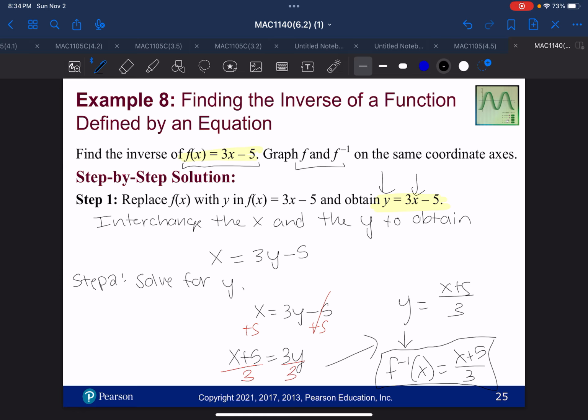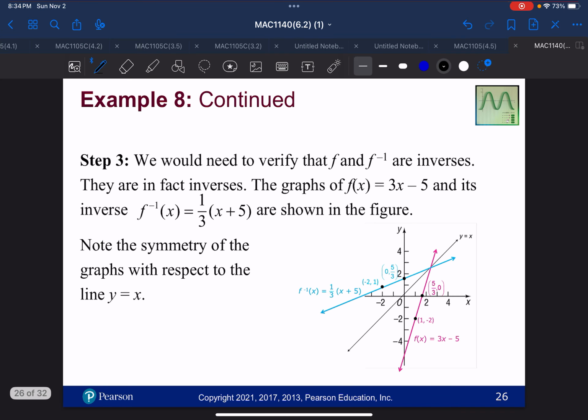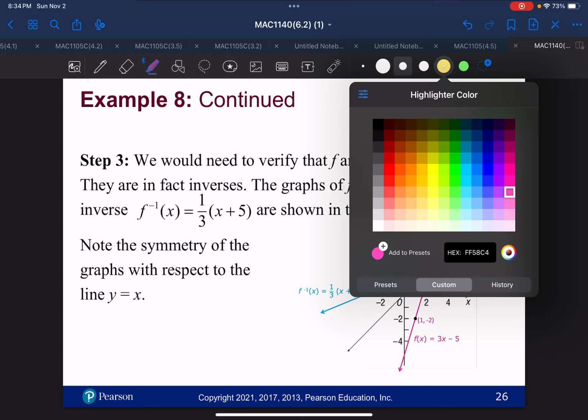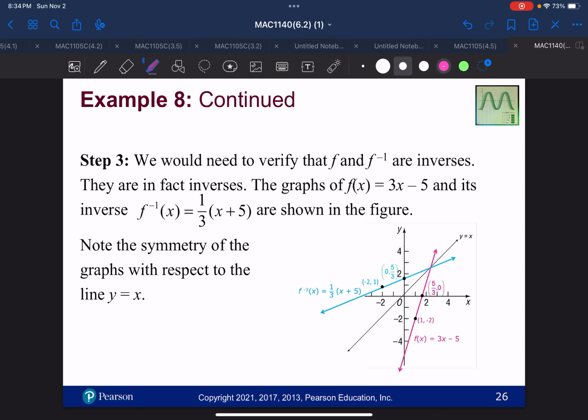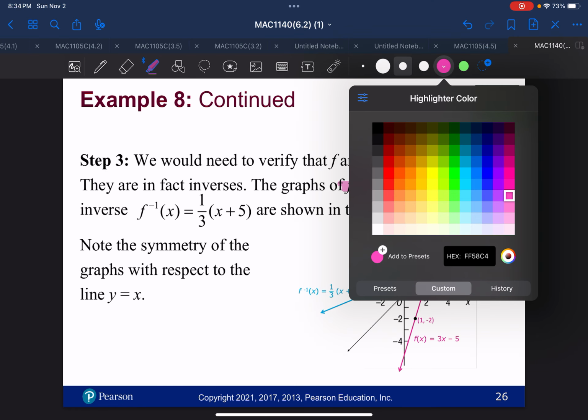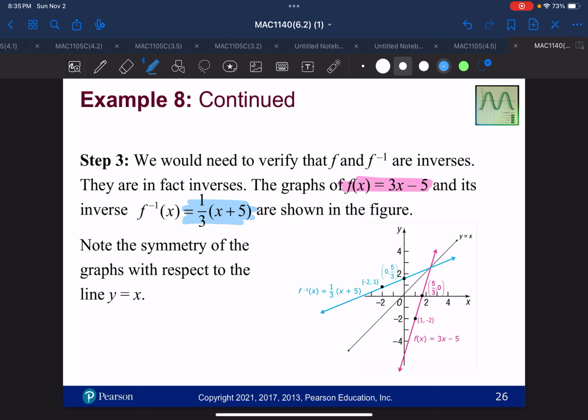So after this, you could check and plug them into each other to make sure that you get x, or we can graph them. They wanted us to graph them, so we will graph both on this axis here. The pink one is f of x equals 3x minus 5, and then the blue one is the graph of the inverse function. And you can see that those two graphs are symmetric about the line y equals x. So therefore this shows that they are in fact inverses of each other.